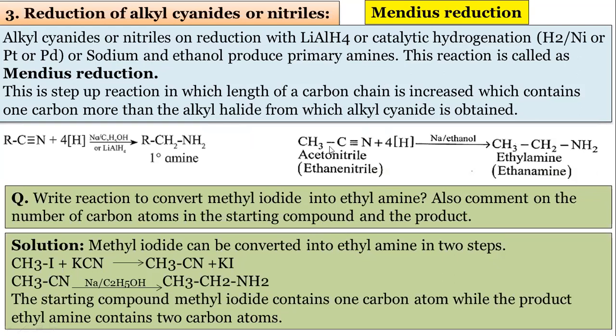So practice at home. Take any example here. Instead of methyl cyanide, you can use ethyl cyanide also. You can take aromatic and aliphatic nitriles also. The chain will be extended, and we get amines from nitriles.